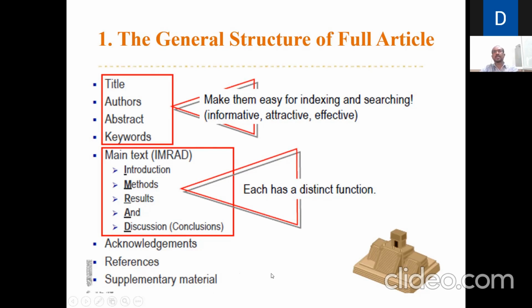So this is the general structure of your article. First is the title, author, abstract, and keywords, which is the entrance of your paper. Then the main text: introduction, method, result, and discussion. Next are acknowledgement, references, and the supplementary material, right? So do you have any doubt in this?